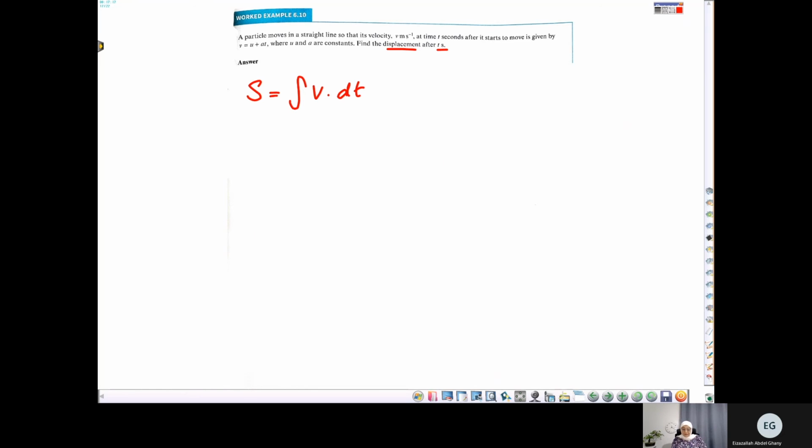Displacement is the integral of velocity with respect to time. We don't have any limits, so we can just use the c, constant of integration. So s equals integral, open brackets, u plus at, close, dot dt. The constant u, you just stick a t beside it. So it will be ut plus, increase the power by 1, divide by the new power. And c.